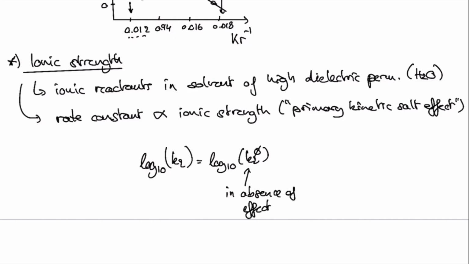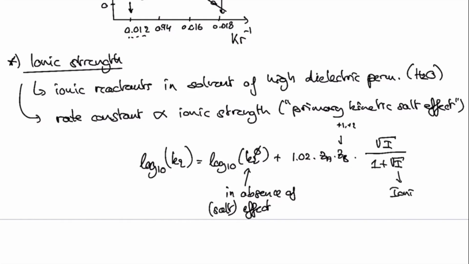Salt effects: plus some constant times ZA times ZB. So this is the sign of the charges, right? So this can be +1, +2, whatever, times the square root of I over 1 plus the square root of I, where I is the ionic strength, and that's in units of molar.